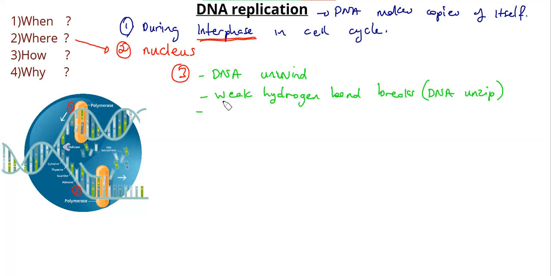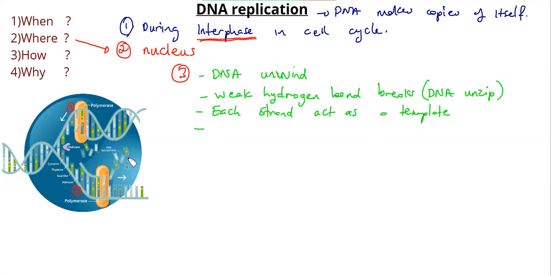Now when it separates into two strands, each strand acts as a template, because we are going to produce our new copies from those templates. We are going to copy the information from the original template. We're going to use the old strands to build a new strand, and that's what we call a template. So each strand acts as a template.